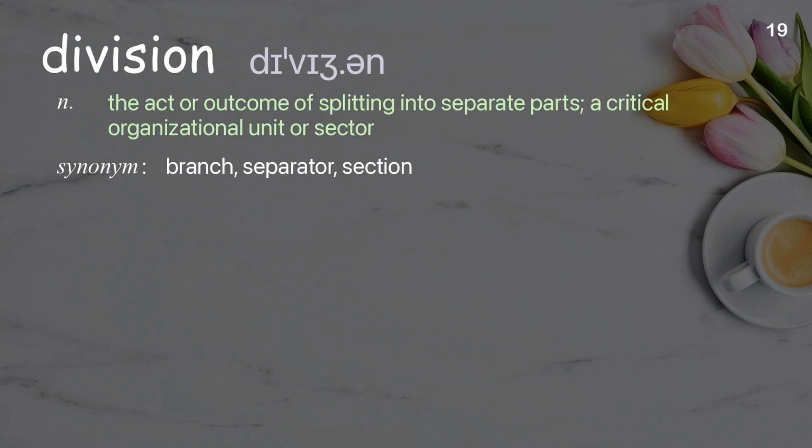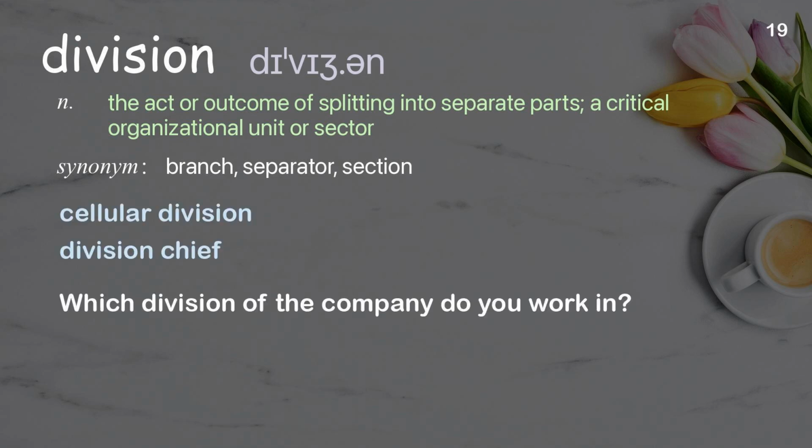Division. The act or outcome of splitting into separate parts, a critical organizational unit or sector. Examples: Cellular division. Division chief. Which division of the company do you work in?